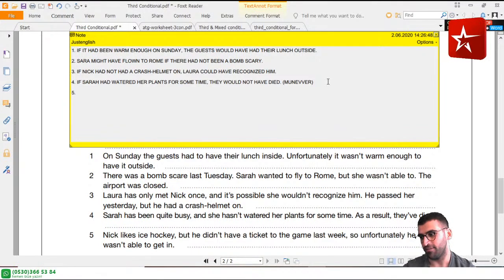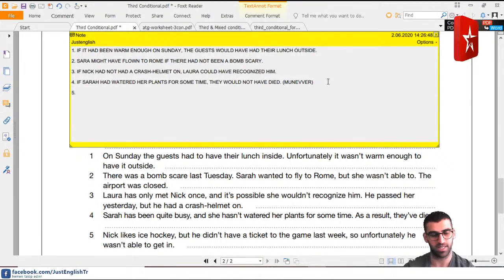So number 5, Azima says if Nick had a ticket for ice hockey, he could have got it. No, he could have been able to get in. Azima, unfortunately, the last part of the sentence isn't correct. Please correct your mistakes and make sure you use the past perfect and would have plus past participle. Thank you, corrected our answer.